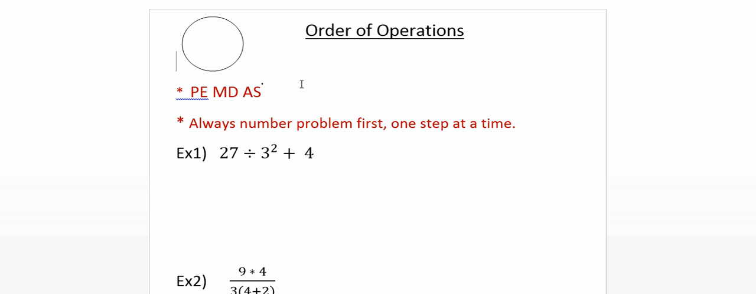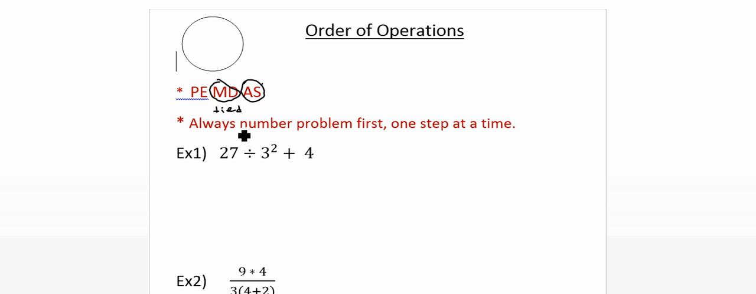So, please excuse my dear Aunt Sally. On your notes, you need to circle M and D and A and S. And we circle them because they're actually tied. These are tied. So when I have multiplication and division, I do whichever one came first. When I have adding and subtracting, I do whichever one came first.